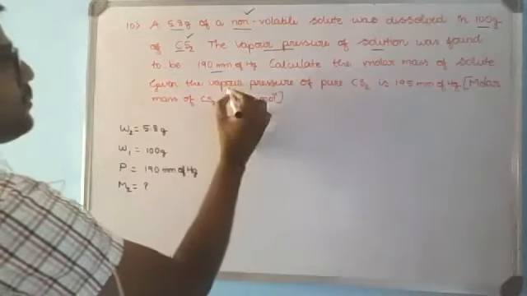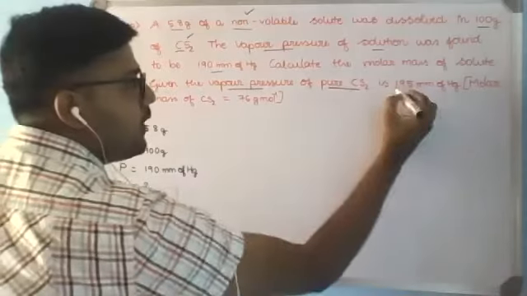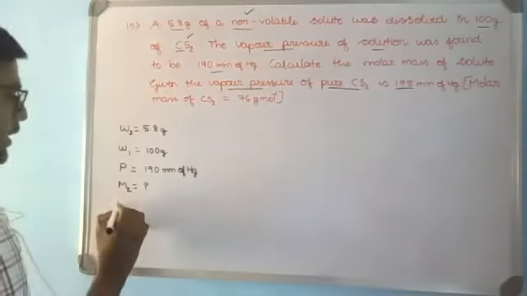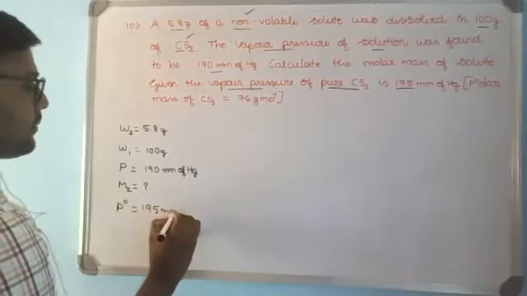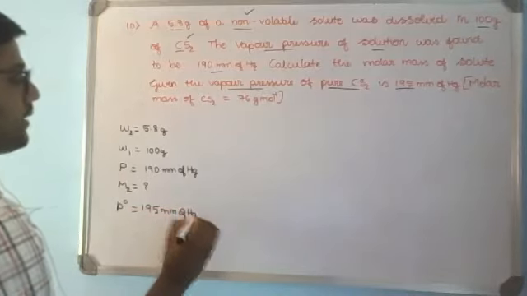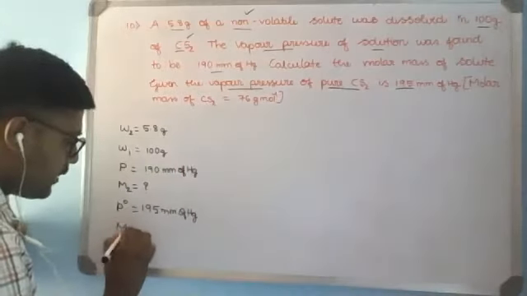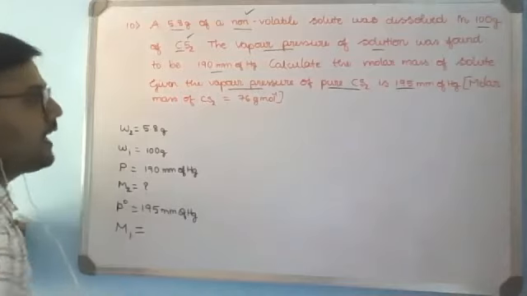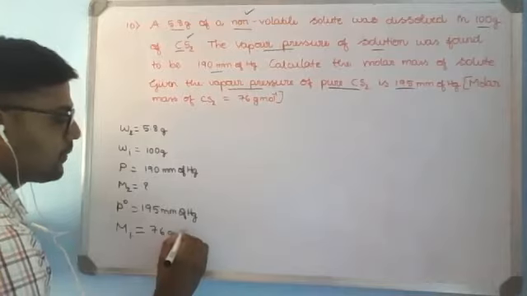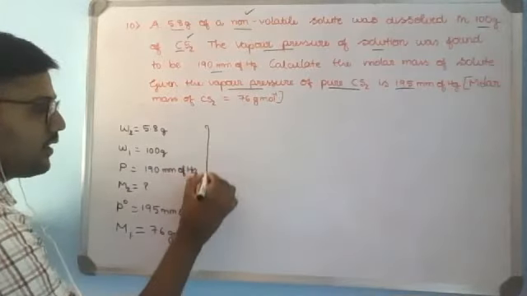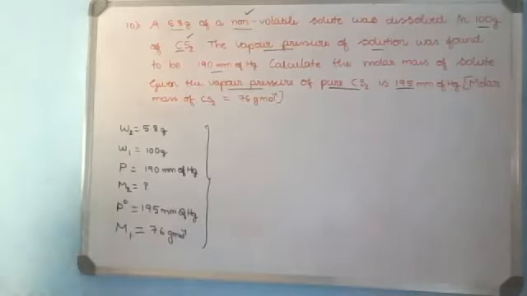Given the vapor pressure of pure CS2, that is in its pure form, its vapor pressure P0 is 195 mm of Hg. Then they have given the molar mass of carbon disulfide, which will be the solvent in the solution. Molar mass of solvent M1 is 76 gram per mole. Now all the required values for finding the molar mass are given in the question.